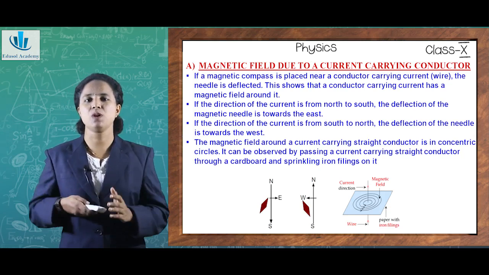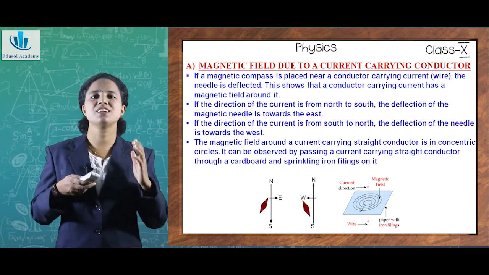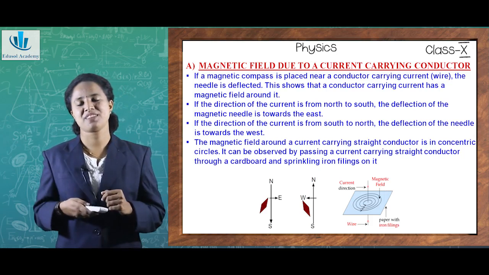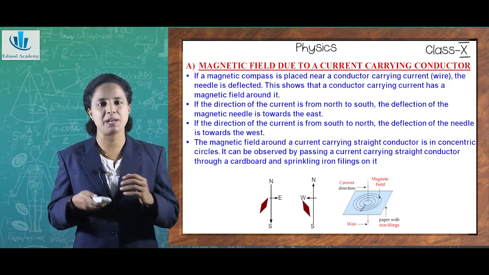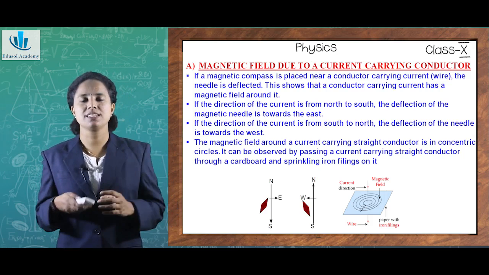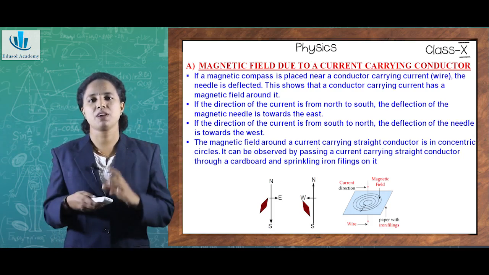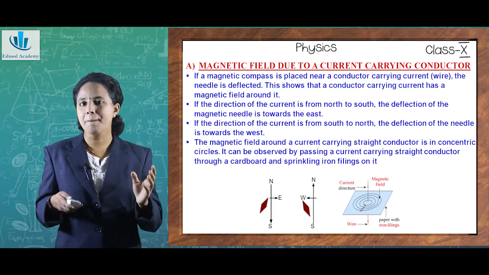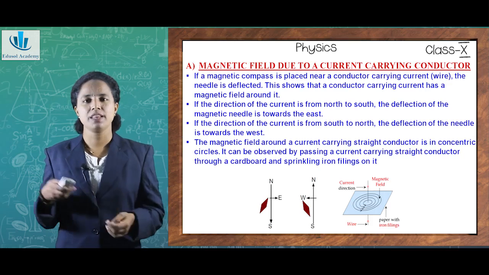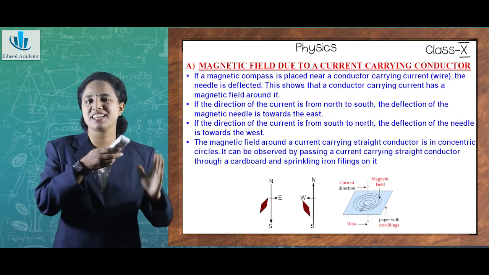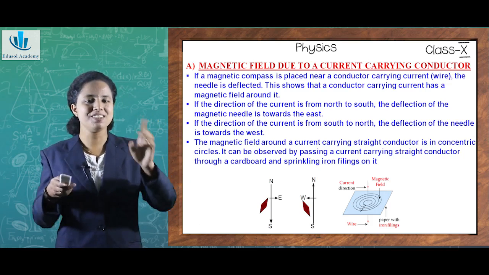Now we need to understand how the magnetic field is created or how it is affected by different types of materials. The first one is the magnetic field due to a current carrying conductor. In the first experiment, we already analyzed it. We took a conductor, passed current through it, and beside it we kept a magnetic compass. What happened? There was a deflection in the needle. The current created a magnetic field, and that magnetic field led the needle to deflect.